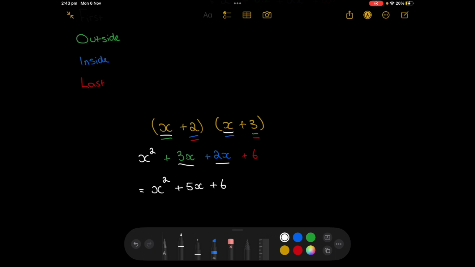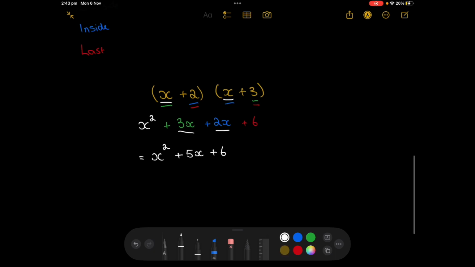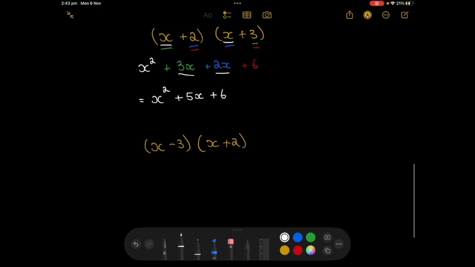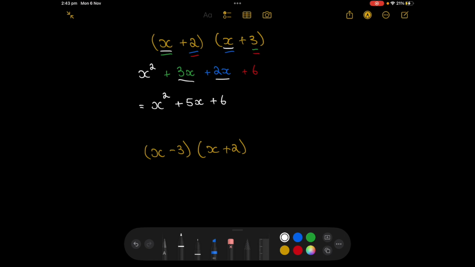Let's look at another example. So we're going to expand x minus 3 and x plus 2. If you'd like to try this on your own, I'd encourage you to pause the video now and then play once you've had a go and then see if you were correct. But if you are still wanting a bit more help, this is how I'd go about this expression.